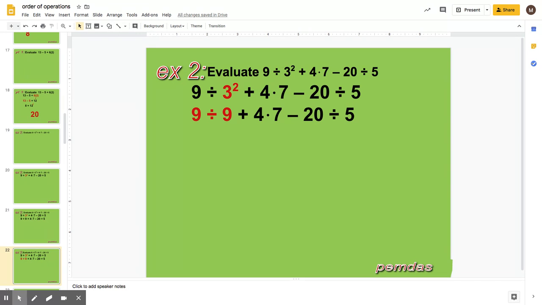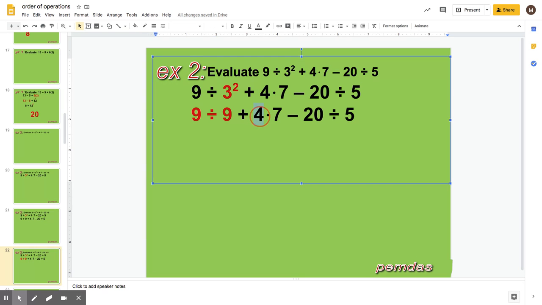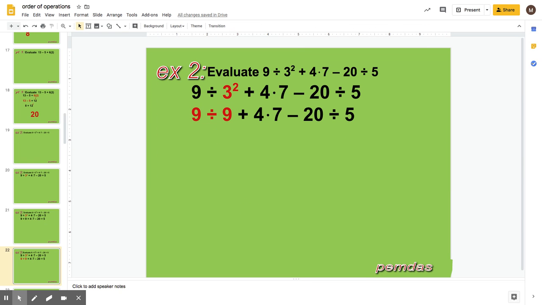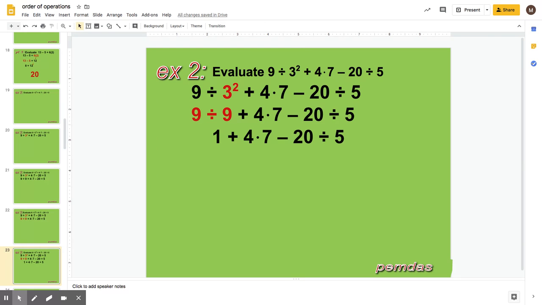Now I will do the operation that comes here on the left before I do multiplication. Remember, multiplication and division is whatever comes first. So not because you see a multiplication here, you're going to take care of that. No, it's whatever comes first. So in this case, because division comes first, I will take care of that. And 9 divided by 9 is 1. Okay, everything else, I'll just bring it down.